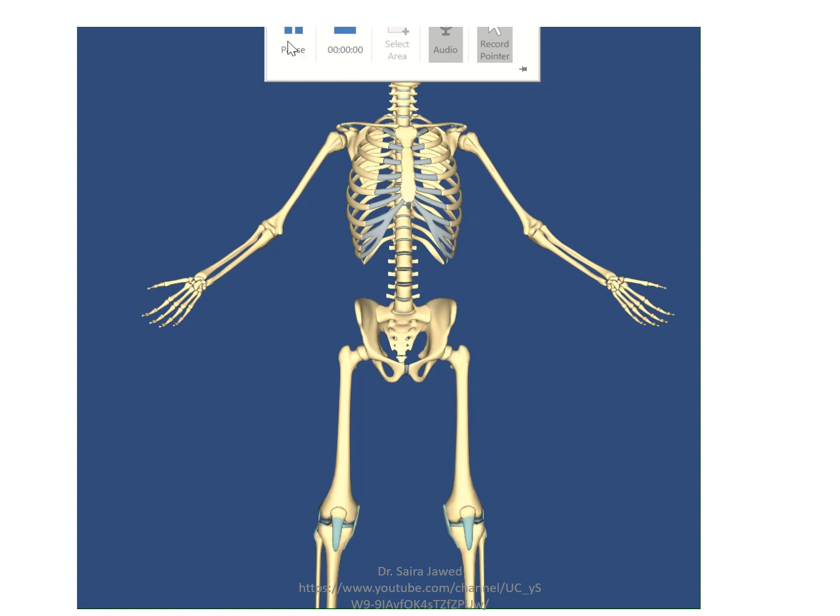That is, with the help of the impressions or surfaces of the bones or markings on the bones, we can differentiate which side of the body this bone belongs to, that is, either it is a right-sided bone or a left-sided bone.